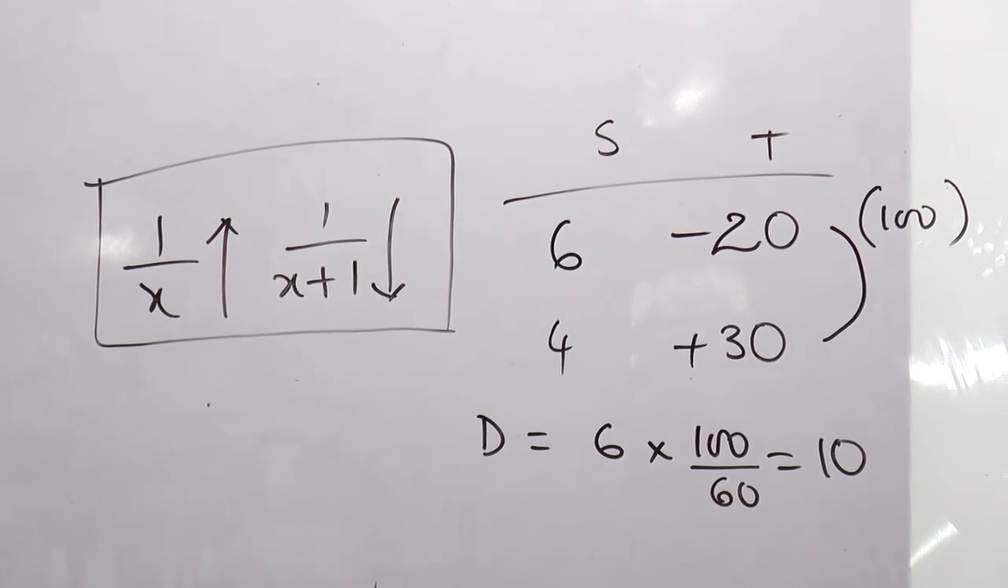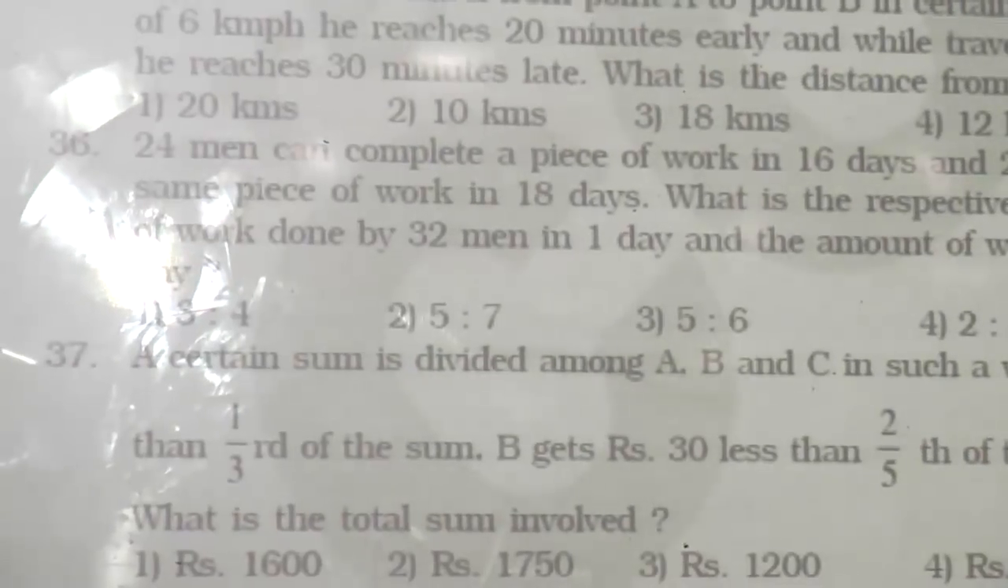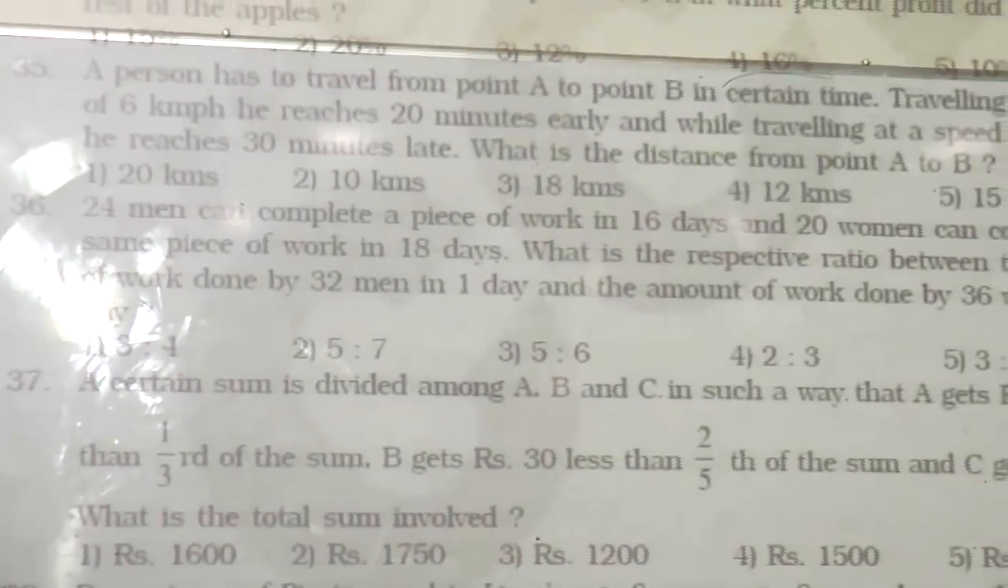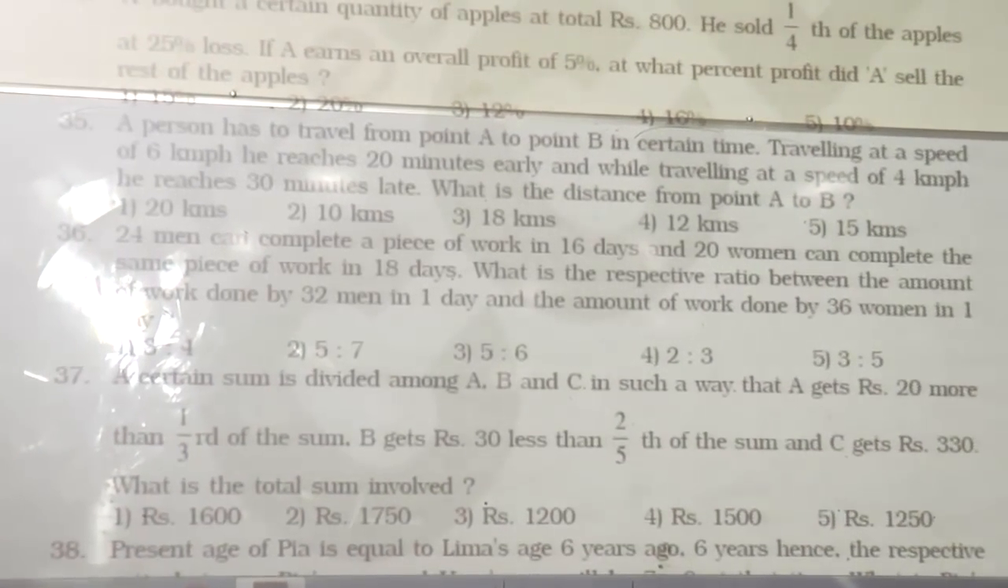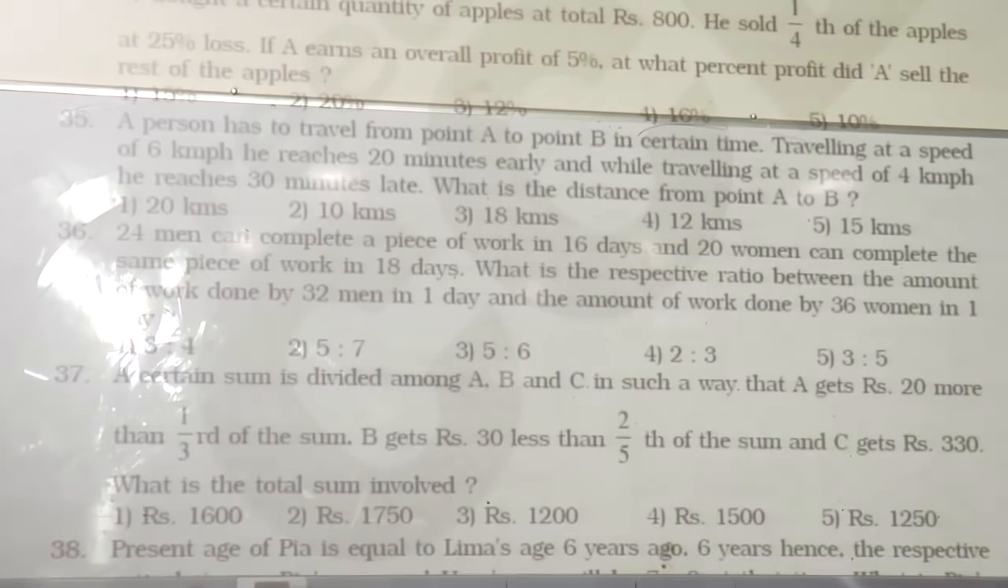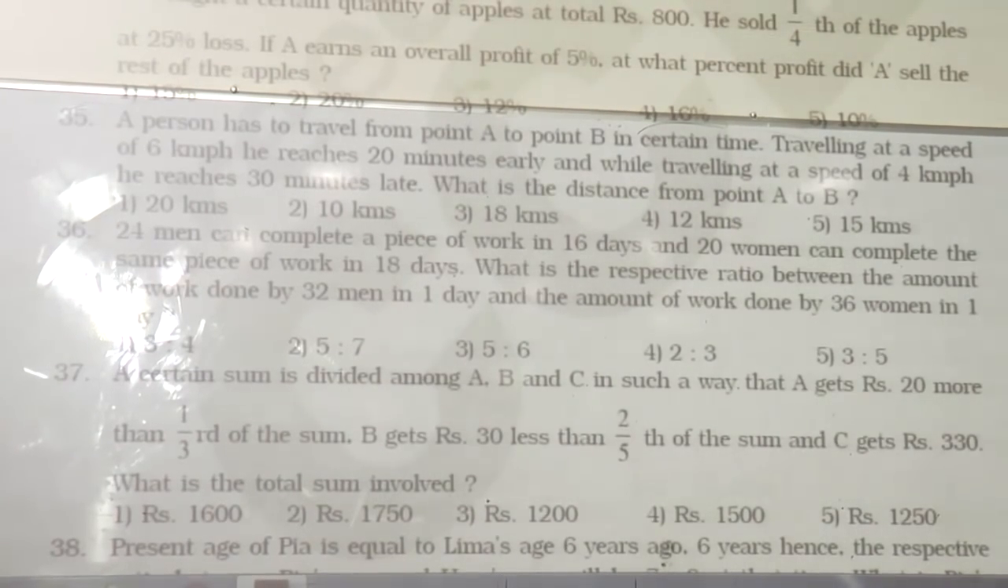Next, 24 men can complete a piece of work in 16 days. 20 women can complete the same work in 18 days. What is the respective ratio between the amount of work done by 32 men in 1 day and the amount of work done by 36 women in 1 day? You are asked about the ratio. Okay.